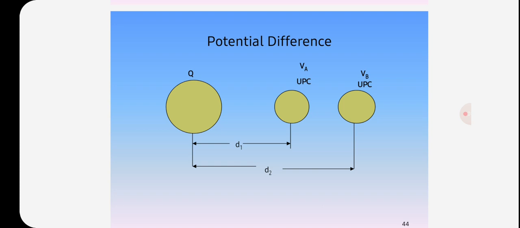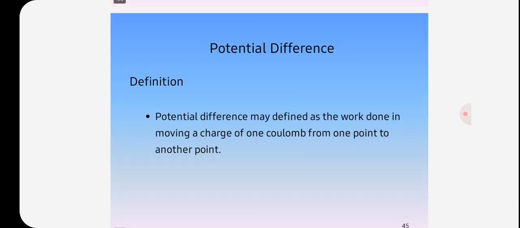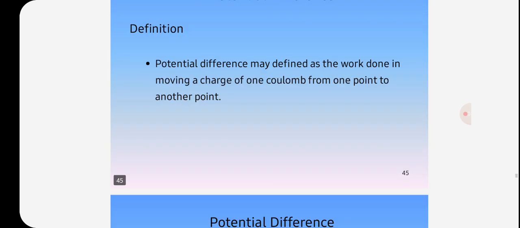This is the potential difference. Consider charge Q and two unit positive charges at potentials VA and VB, at distances D1 and D2 from Q. The potential difference between them may be defined as the work done in moving a charge of 1 coulomb from one point to another point.